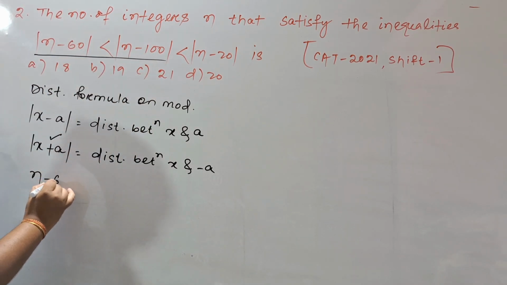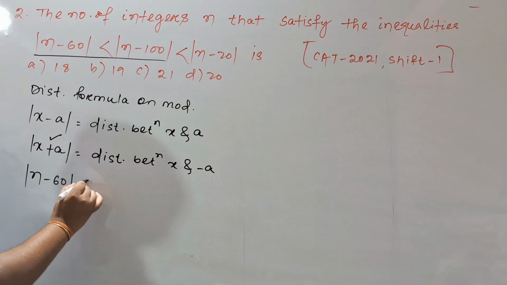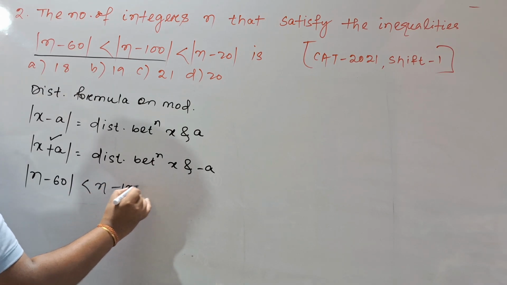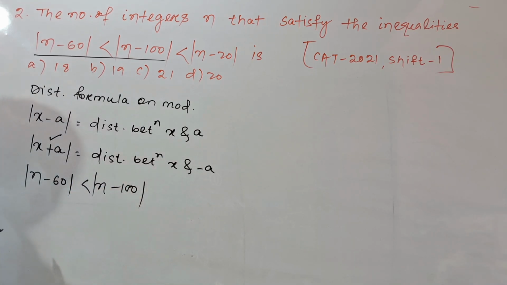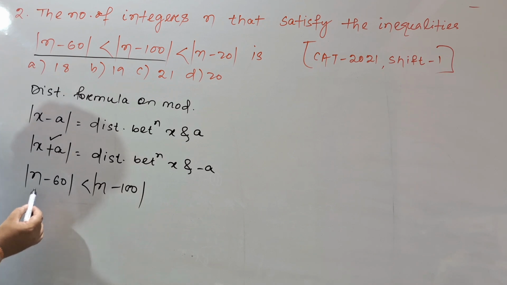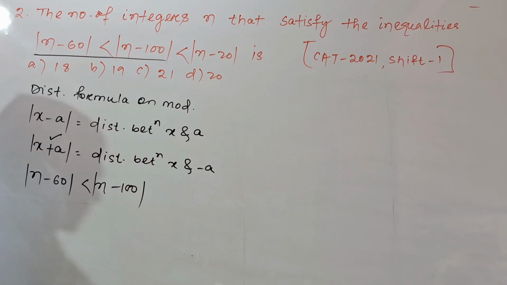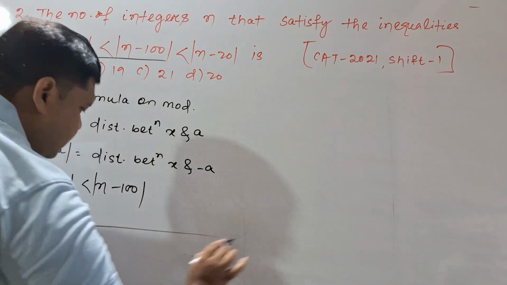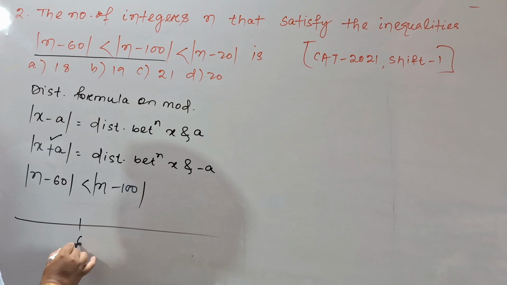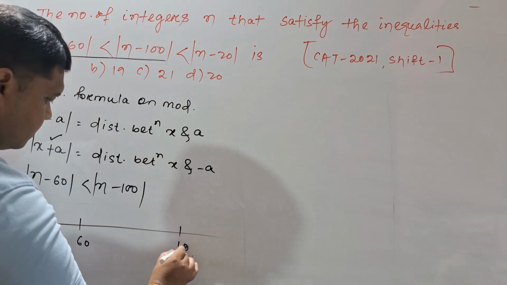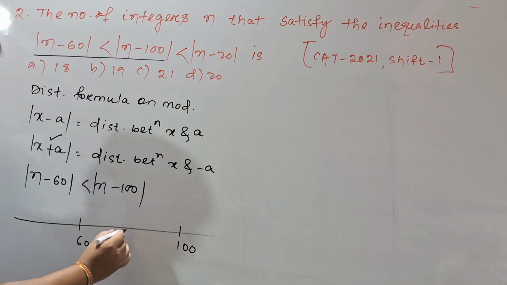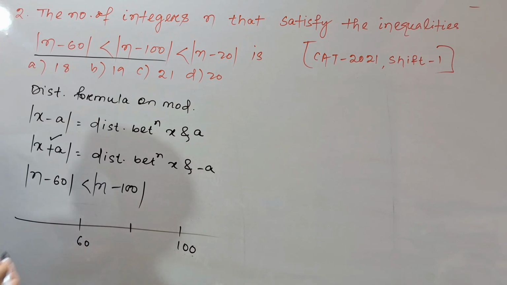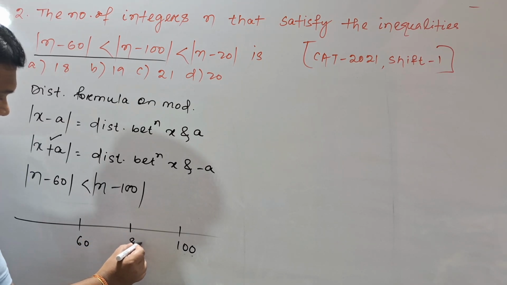|n minus 60| is less than |n minus 100|. This means the distance between n and 60 is less than the distance between n and 100. So first of all, two critical points are there. I represent the critical points on the number line: one is 60, another one is 100. Then the middle term is 60 plus 100, 160 by 2, so this is equal to 80.